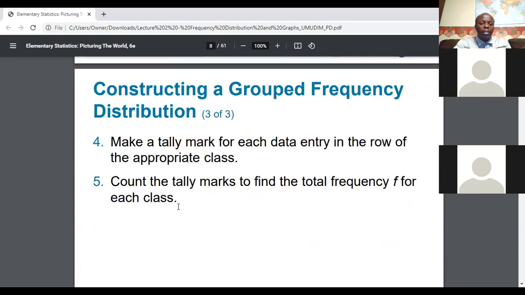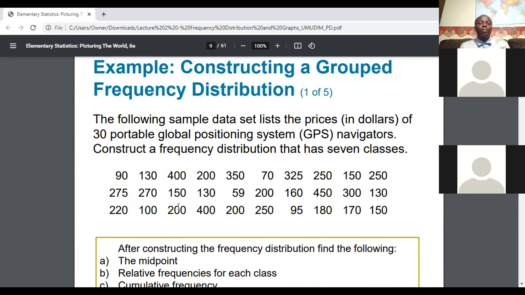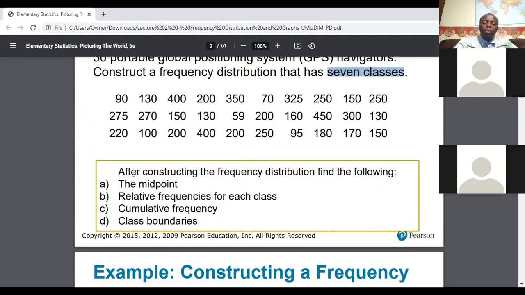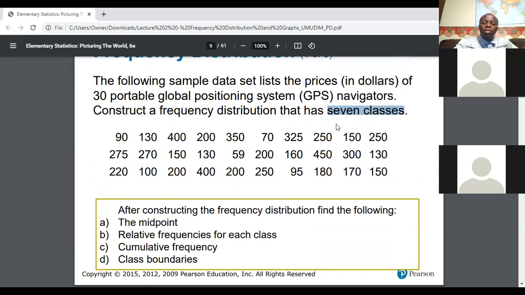Now, let's look at this example here. It says, the following sample lists the prices of 30 portable GPS navigators. Construct a frequency distribution that has 7 classes. After that, you can find the midpoint, relative frequency for each class, cumulative frequency, and class boundary. So this one asks us to use 7 classes. So what we need to do now is to determine the class width. And with that class width, we can form our class intervals. Let's see the smallest number here. I see that the smallest number is 59, and the largest is 450. So to find the class width, use this formula here.